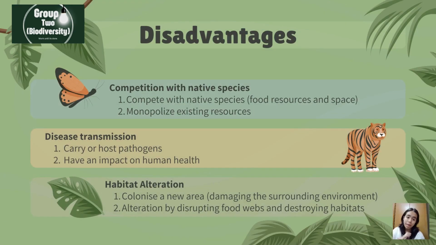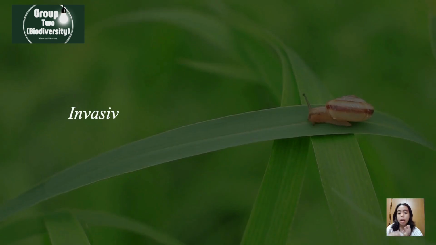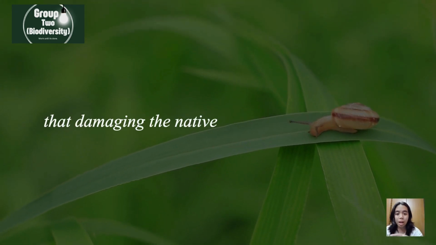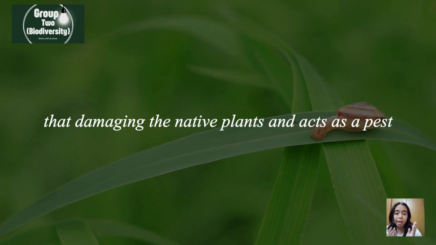The third disadvantage is habitat alteration. The invasive alien species will colonize the new area to the point of damaging the surrounding environment. For example, there is alteration of the food webs. The invasive alien species can eat other native species. For example, the apple snail damages the native plants and acts as a pest.